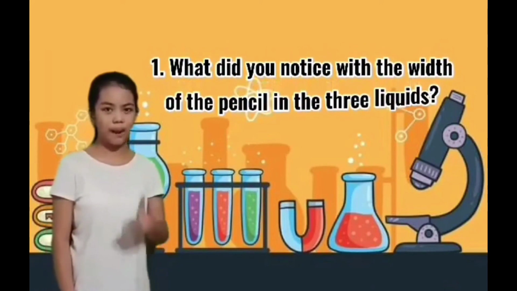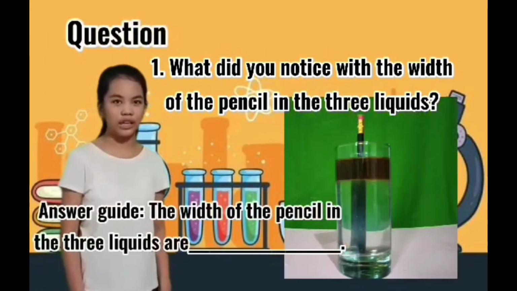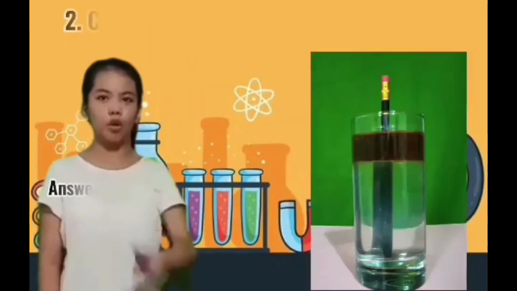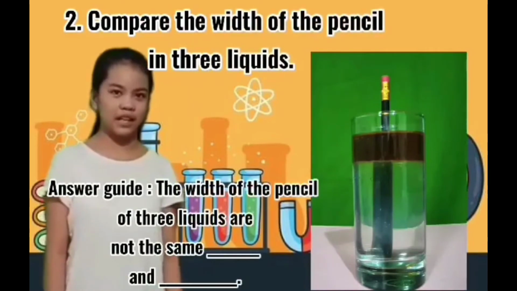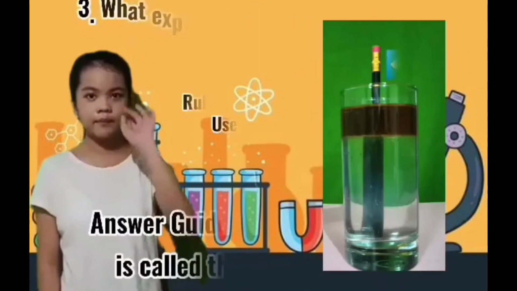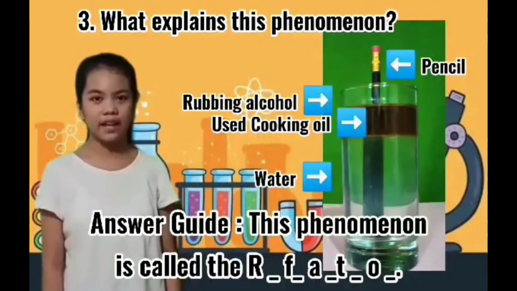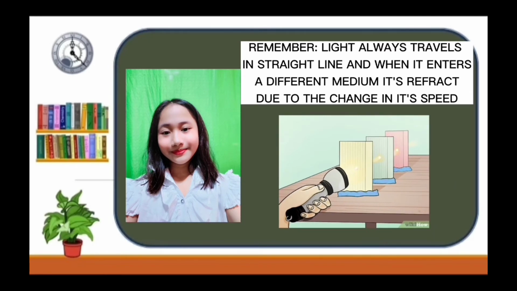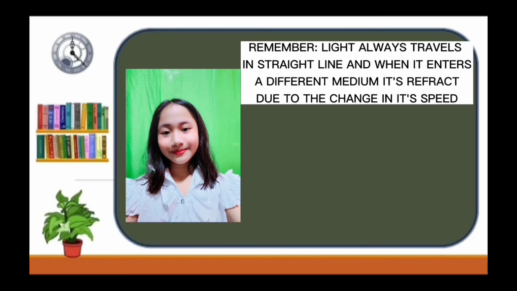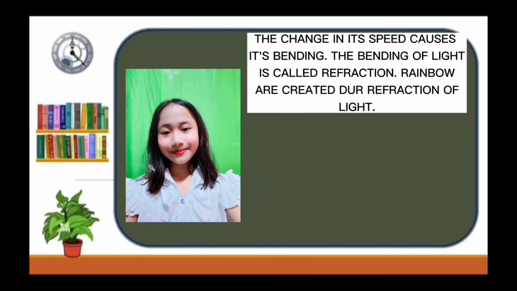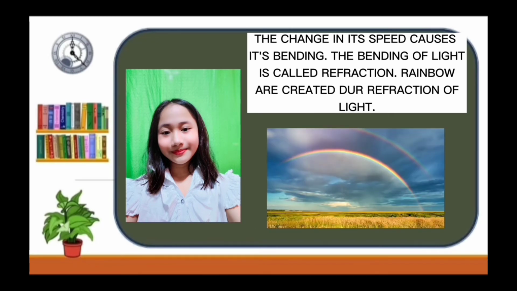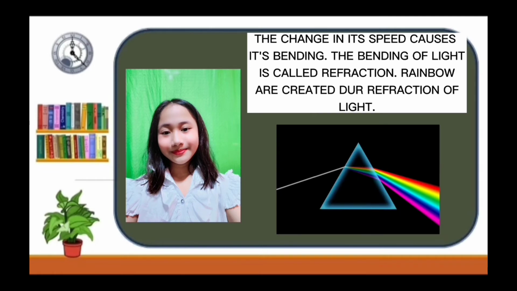Guide question. Number 1. What did you notice with the width of the pencil in the 3 liquids? Number 2. Compare the width of the pencil in the 3 liquids. Number 3. What explains this phenomenon? Remember, light always travels in a straight line, and when it enters a different medium, it bends or refracts due to the change in its speed. The change in its speed causes its bending. The bending of light is called refraction. Rainbows are created due to refraction of light.